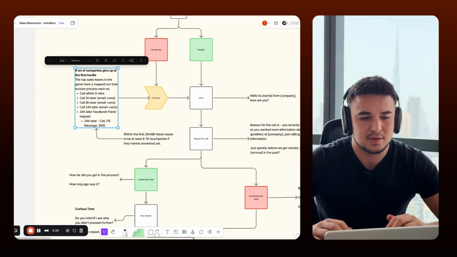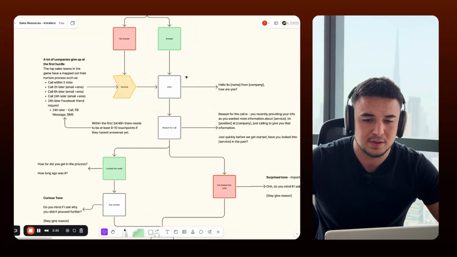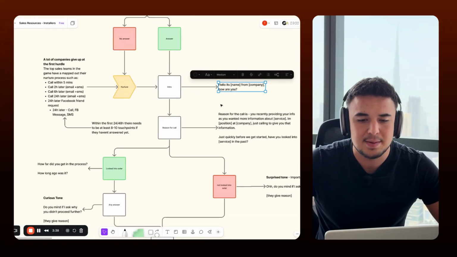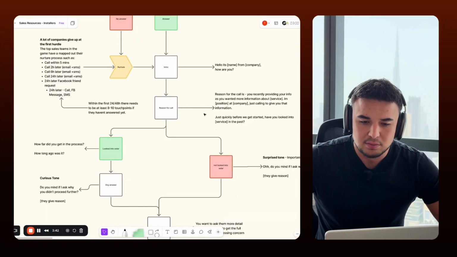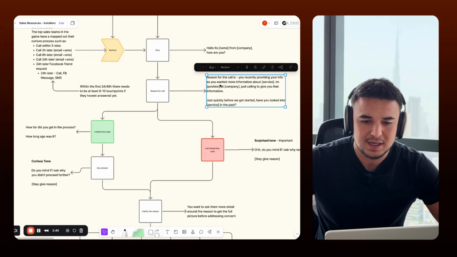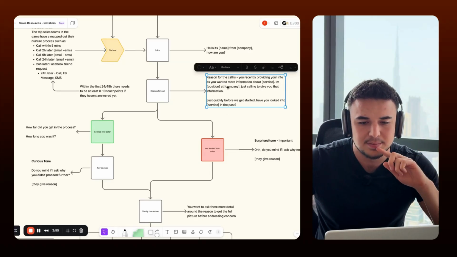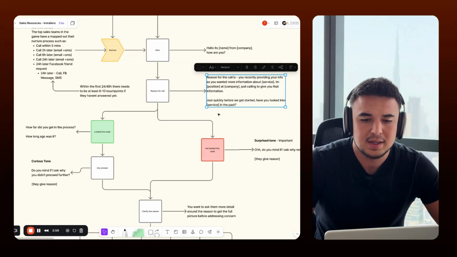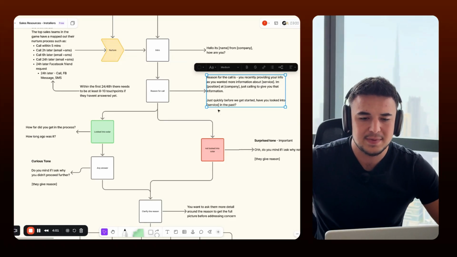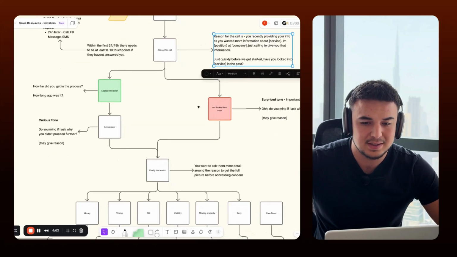And let's say they do answer at some point, then now we're into the call script. So introduction: hello, it's name from company, how are you? Reason for the call is that you recently provided your info as you wanted more information about the service. I am sales at TNW. Just giving you a call to give you that information. Now, just quickly before we get started, have you looked into the service in the past?